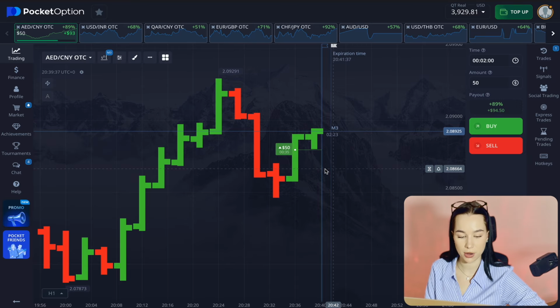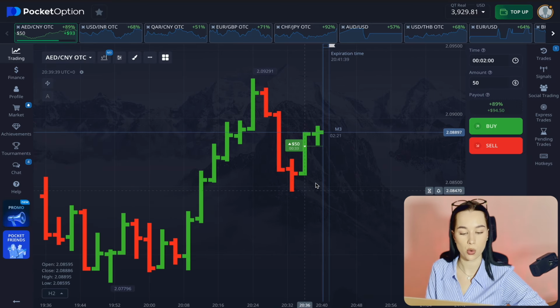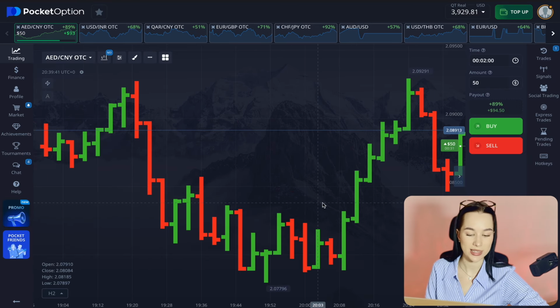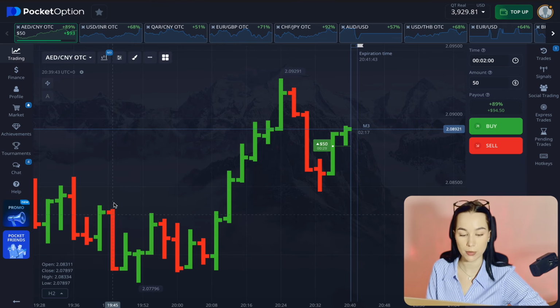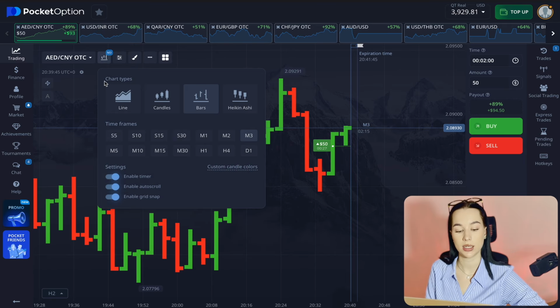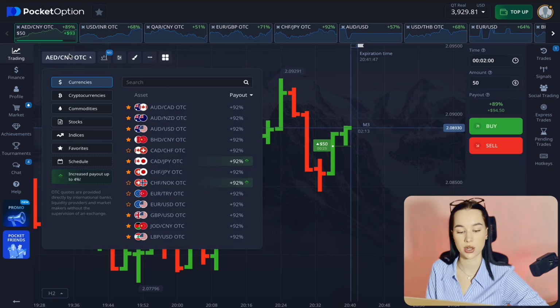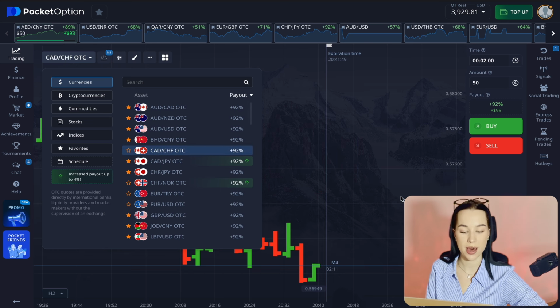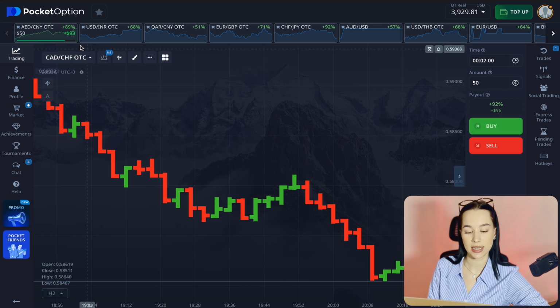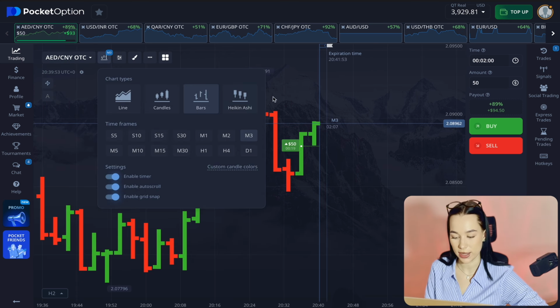Also, let's check out the bar chart. Each bar shows open, close, high, low. It's similar to a candle. But why is it worse than candles? Because it's harder to read visually. Also, patterns are less clear and less intuitive for quick analysis.